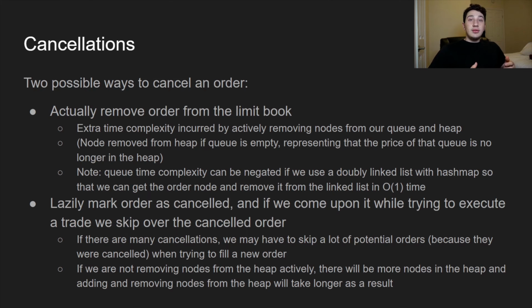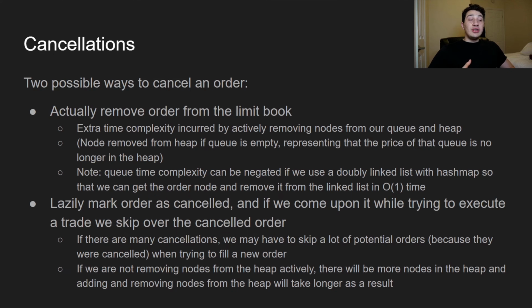So that does save some time complexity there, but it still doesn't stop the fact that if we ultimately have to remove the corresponding queue from the heap because there's no more order objects in that queue, meaning all the orders at that price point are no longer available, now we have to remove that queue from the heap, and that is going to be a log n removal, assuming that we know the location of the queue in the heap, which is only going to happen if we have a hash map pointing to it. So again, this is getting very algorithmically complex at this point.